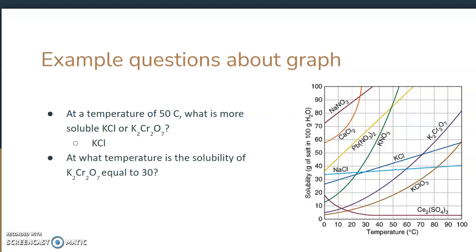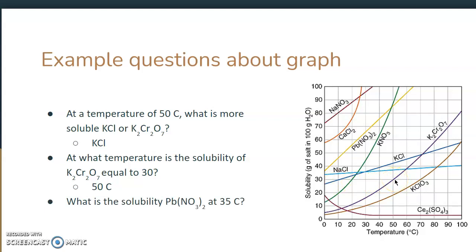Let's look at another one. At what temperature is the solubility of this big one equal to 30? So our solubility is over on the left side. If we start at this line and follow it until we hit this big number, we can see at 50 degrees Celsius that the solubility is equal to 30.